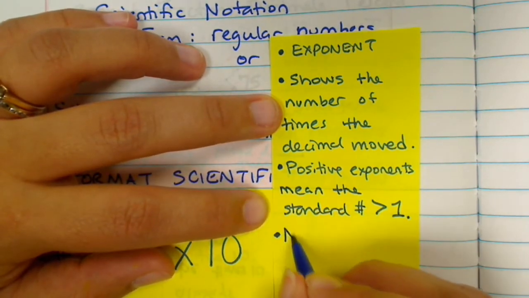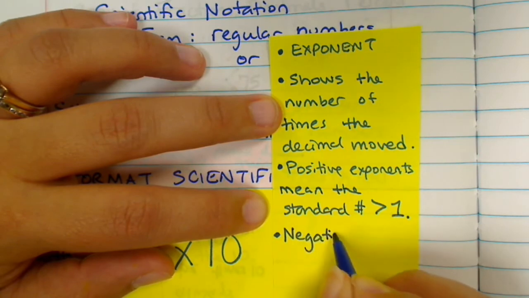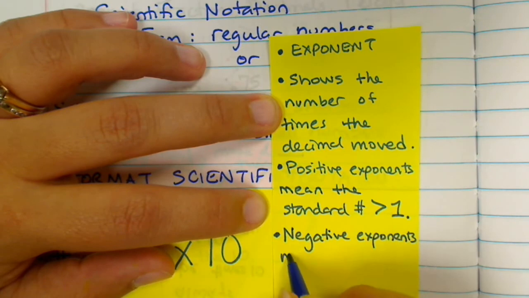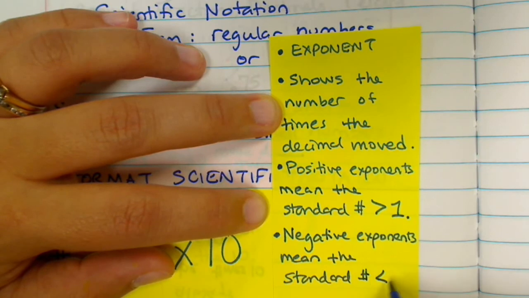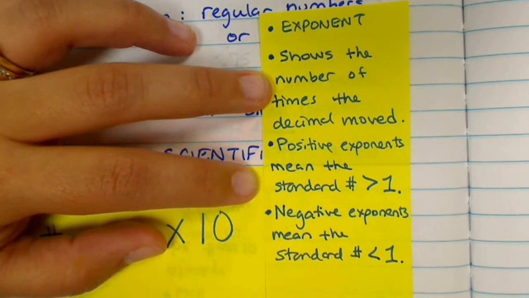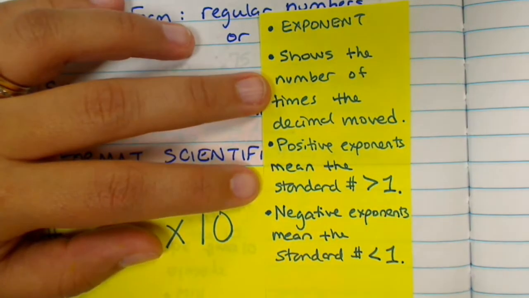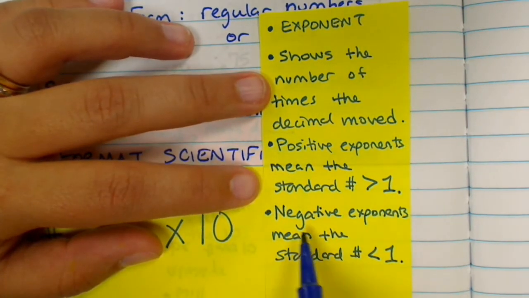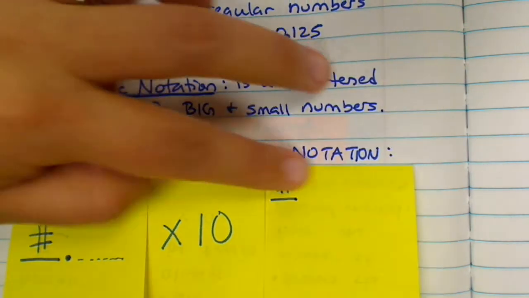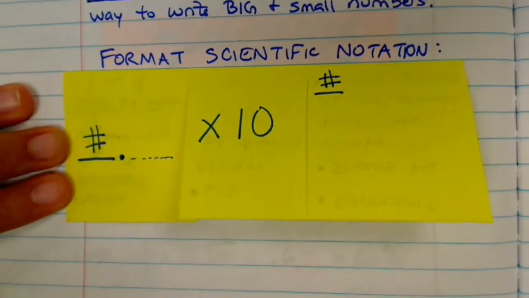We can also have negative exponents. Negative exponents mean the standard number is less than 1. So when we're talking about like 50 cents or 125 thousandths, those are numbers less than 1. So in scientific notation, they'll have negative exponents. Let's go ahead and do some examples underneath the foldable.